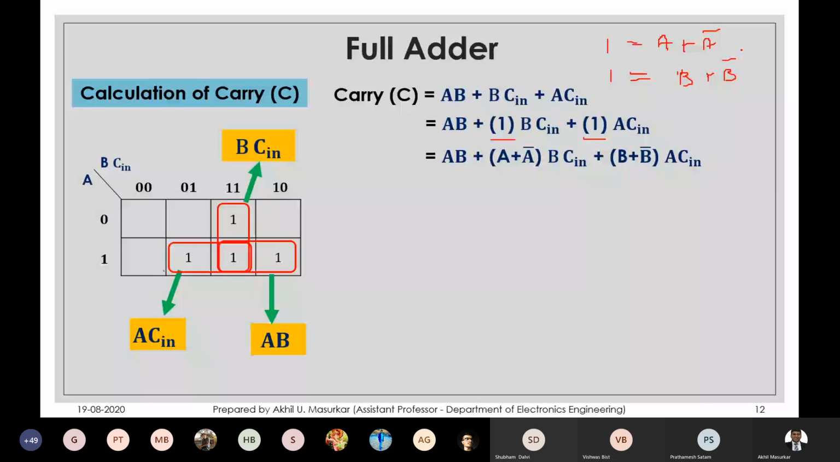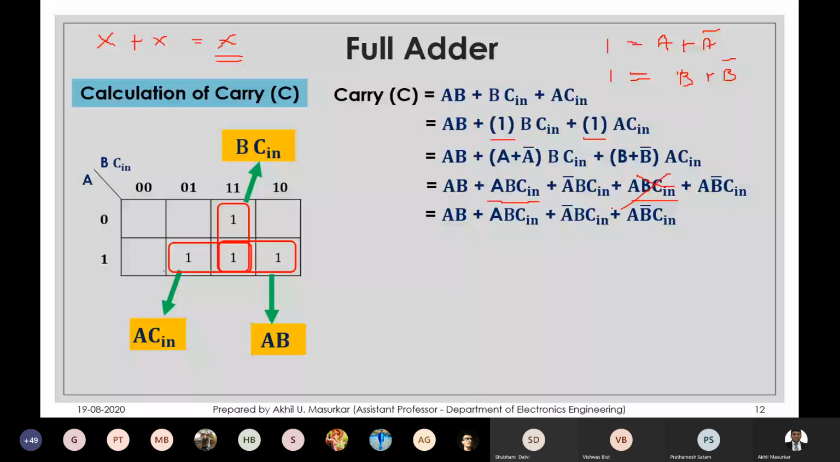Then I will open the brackets, multiply each term inside. And then you can see that A, B, Cin appears twice. So if you have something like this, x plus x is equal to x only. That means if this is repeating twice, then we can just have that once and skip one of these terms by using the OR law. So I now skipped one of these and simply wrote the other four.